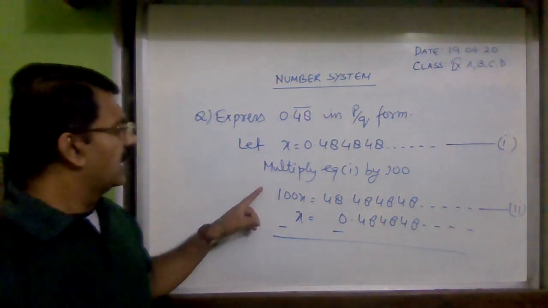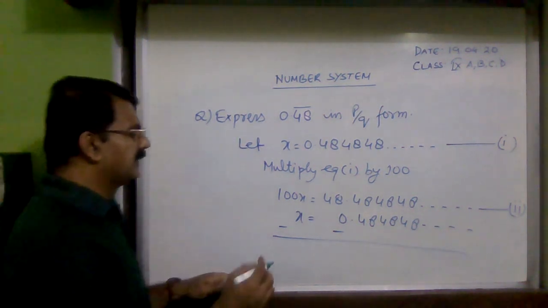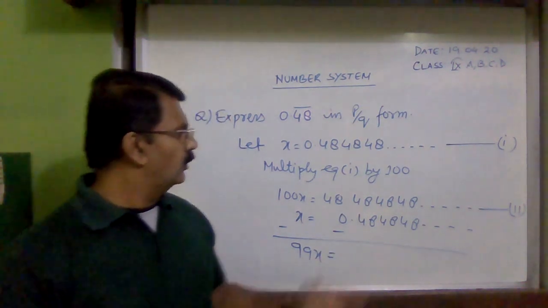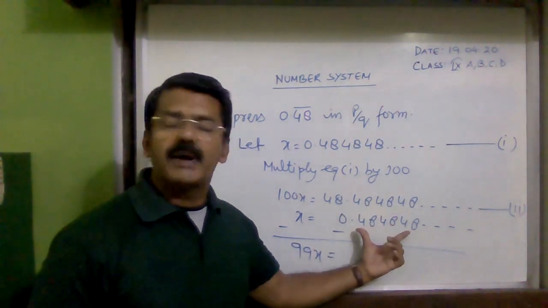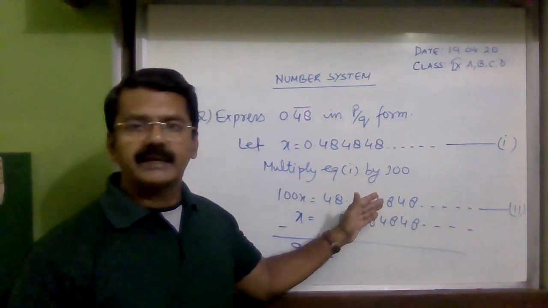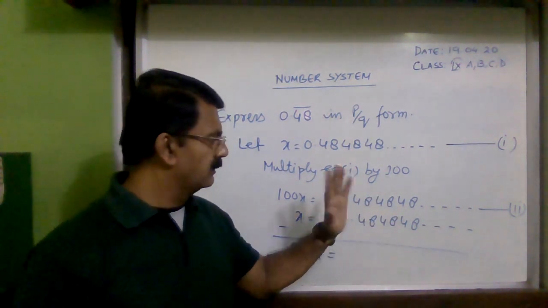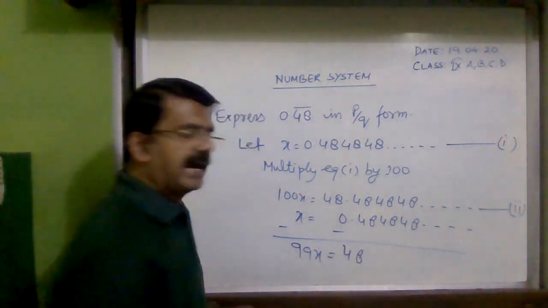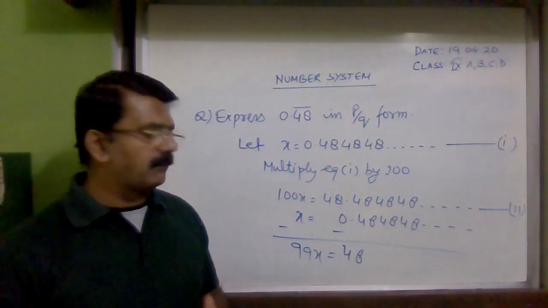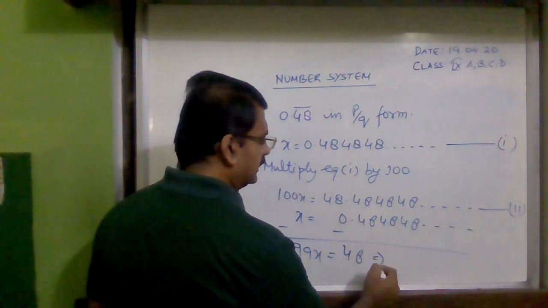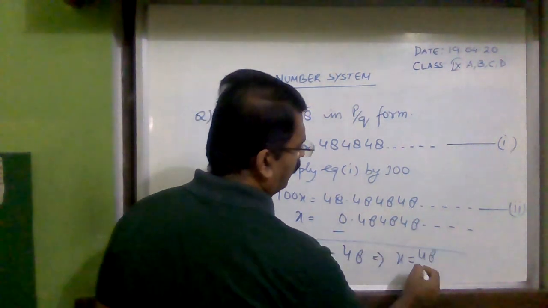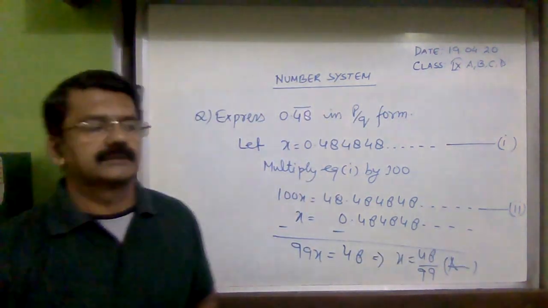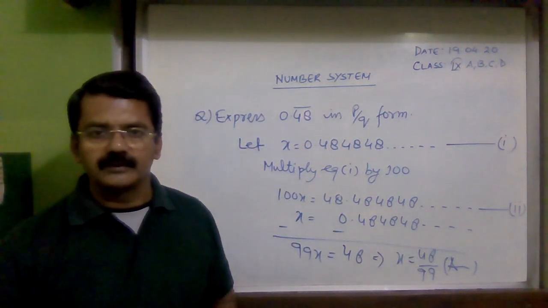Now you can see 100x minus x will give you 99x, and in both the numbers you can see the decimal part is the same. So the decimal part will be subtracted. 48 minus 0 will be 48. So x is equal to 48 upon 99, and that is your answer. I hope it is clear to all of you.